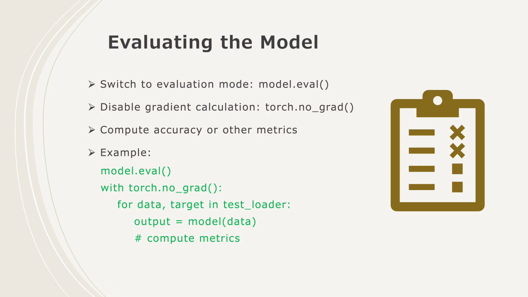Next, we wrap the evaluation loop inside torch.no_grad. This disables gradient tracking entirely, making evaluation faster and more memory efficient. Inside the loop, we simply pass the input data through the model using model(data), collect the outputs, and compute whatever metrics we care about, such as accuracy, precision, recall, or loss on the test set. The key idea is that training requires gradients, but evaluation does not. So evaluation mode plus no_grad gives us a correct and efficient way to measure how well our model is performing.